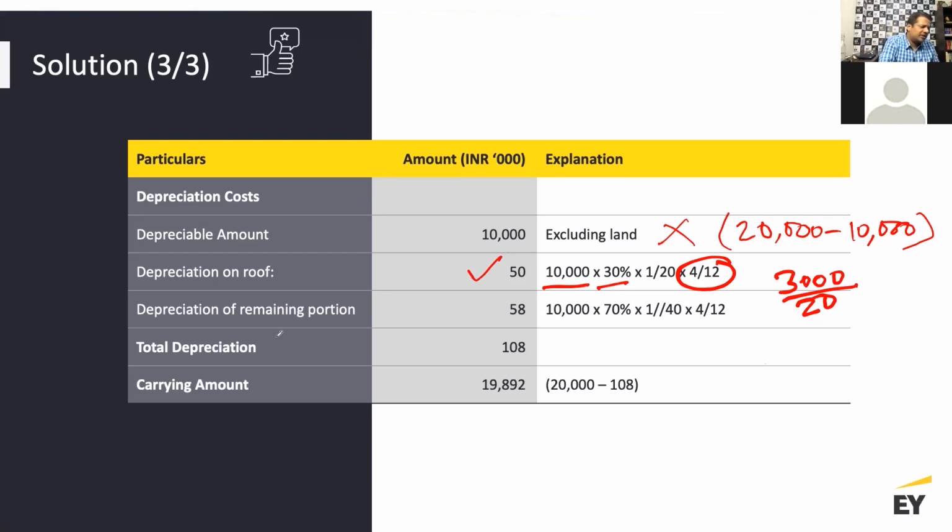That means 7,000 is the remaining portion. The life of that 7,000 is 40 years, right? 7,000 divided by 40 comes to 175. 175 divided by 12 multiplied by 4 comes to 58.33. Here it is written as 58. The total depreciation is 108. And what was my total carrying value? It was 20,000. 20,000 minus 108 is 19,892. That is my total carrying value.